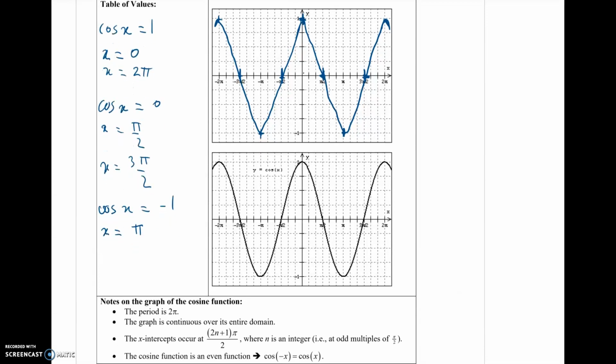As you can see, the period is also equal to pi. The graph is continuous over the entire domain, but I don't need to remember that the x-intercept occurs at (2n plus 1) pi divided by 2.